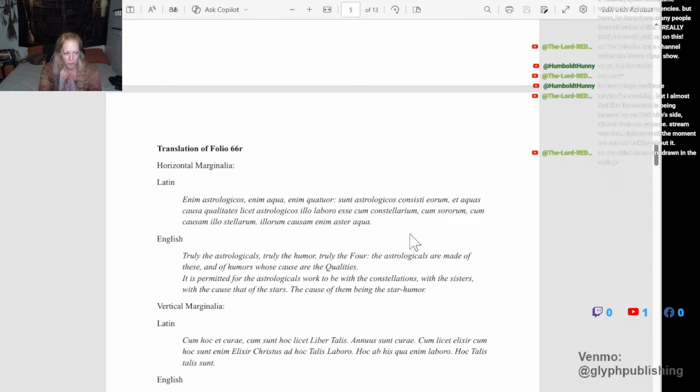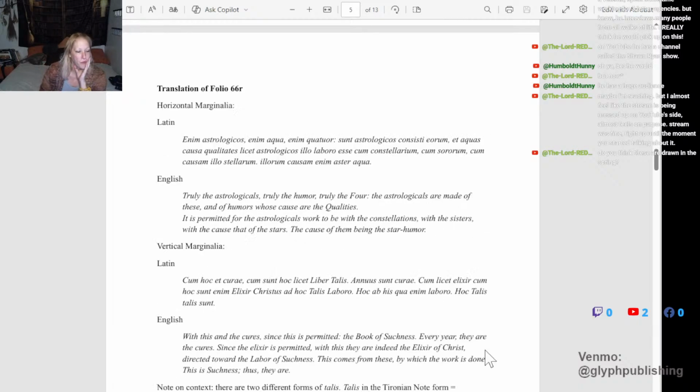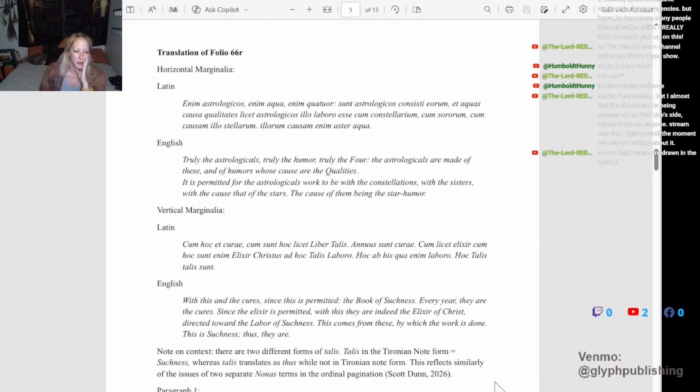All right, so it says, truly the astrologicals, truly the humor, and truly the four. The astrologicals are made of these and of humors, whose cause are the qualities. It is permitted for the astrologicals' work to be with the constellations, with the sisters, with the cause that are of the stars, the cause of them being the star humor. Okay. With this and the cures, since this is permitted, the book of suchness, every year, they are the cure. Here's the important part. Directed toward the labor of suchness.